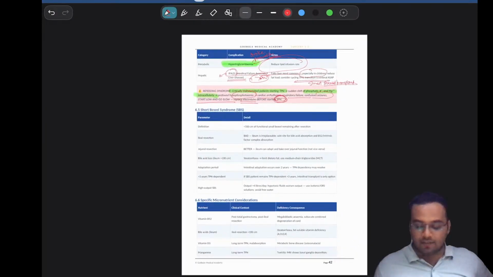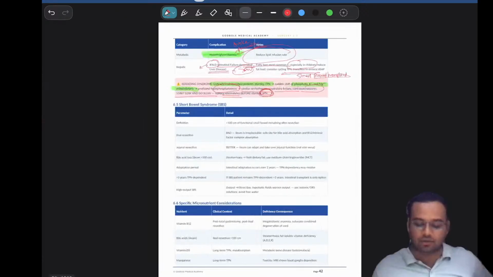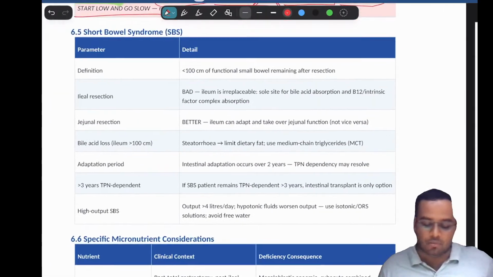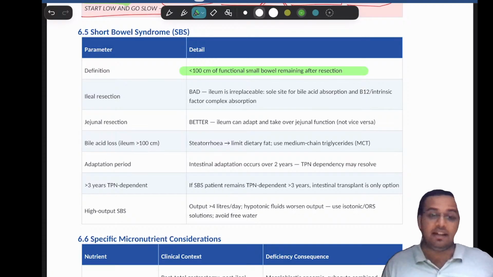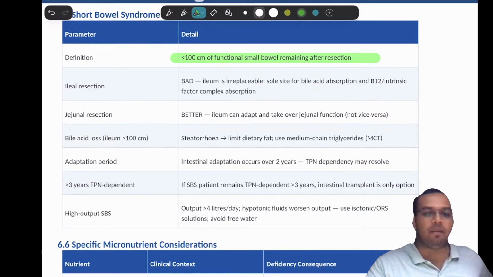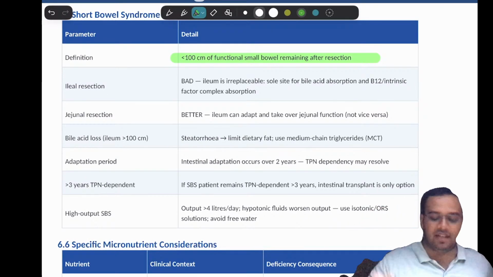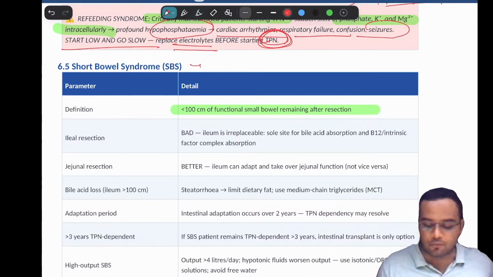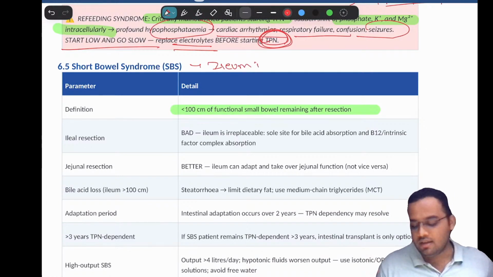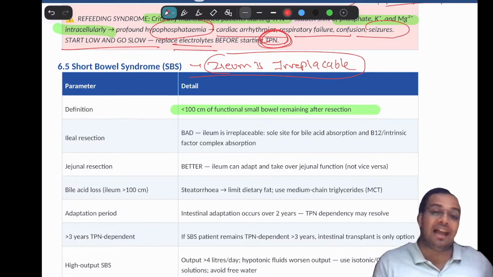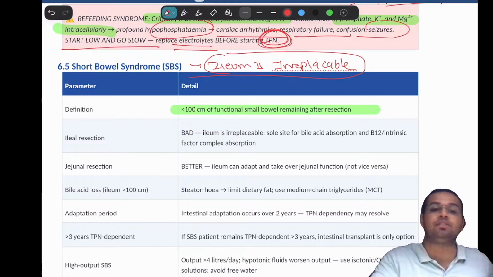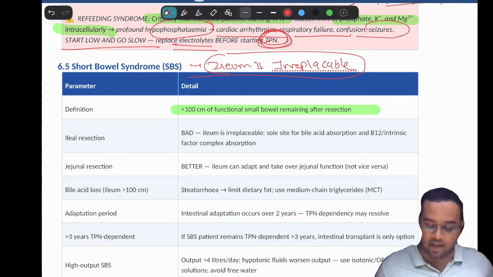So let's consider one small thing, which is short bowel syndrome, and then we can stop for the day. So what is short bowel syndrome? When the length of the functioning intestine is less than 100 centimeters, it is a short bowel syndrome. Always remember that ileum is irreplaceable. So you cut the jejunum, ileum will take the function of jejunum, but vice versa is not possible. If you cut the ileum, the jejunum will never take the function of ileum.